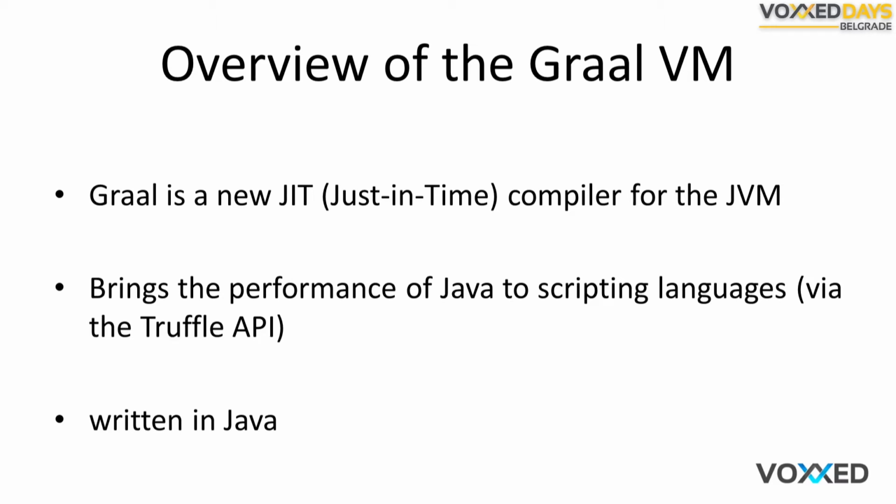The other interesting thing about the Graal project is that it's written purely in Java. So the Graal virtual machine provides a way to make use of the optimizations of the JVM, but it's written entirely in Java, and it also provides a Java API for language interpreters to develop their own languages. This API provided by the Graal VM is called Truffle, or the Truffle API.